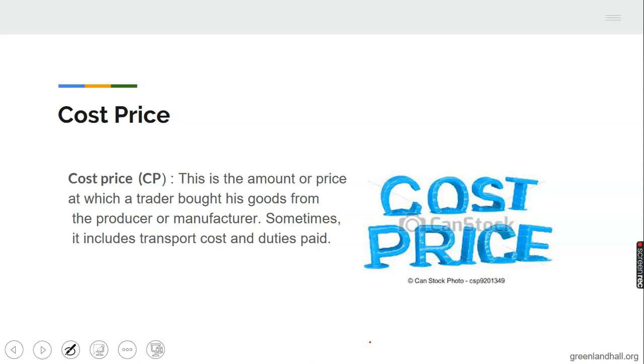Cost price is the amount or price at which a trader bought his goods from the producer or manufacturer. Sometimes it includes transport costs and duties paid.